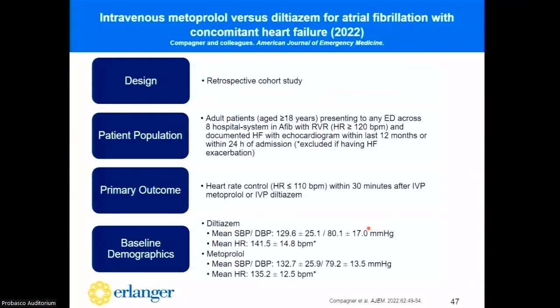And another study comparing the use of these agents in patients with heart failure, and this was not specifically limited to heart failure with reduced ejection fraction. They looked at adult patients presenting to any ED with AFib with RVR and documented heart failure. They did exclude any patients that were having a heart failure exacerbation. Their primary outcome was a heart rate control of less than 110 beats per minute within 30 minutes after IV push of either of these medications. As far as their blood pressure goes, similar between groups, and then a slightly higher mean heart rate with the diltiazem group.